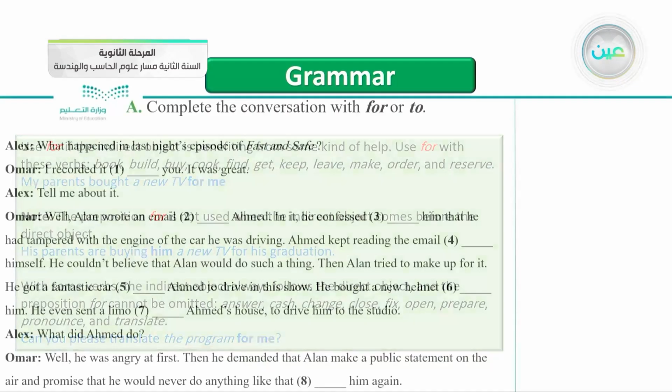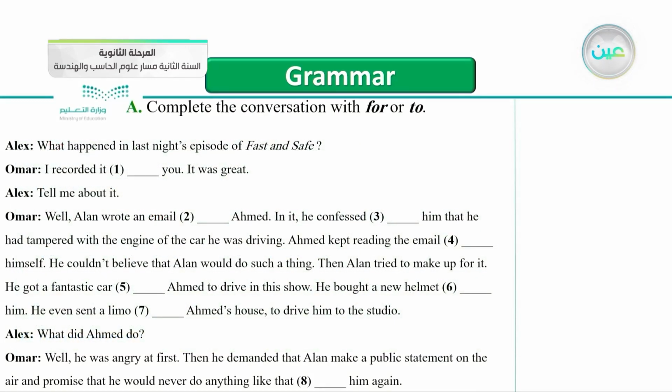Let's take some exercise here just to cement our understanding of this lesson. Complete the conversation with for and to. We have the conversation between Alex and Umar. What happened in last night's episode of Fast and Safe? I recorded it. Yes, it was great. So in these gaps, we'll put for or to.